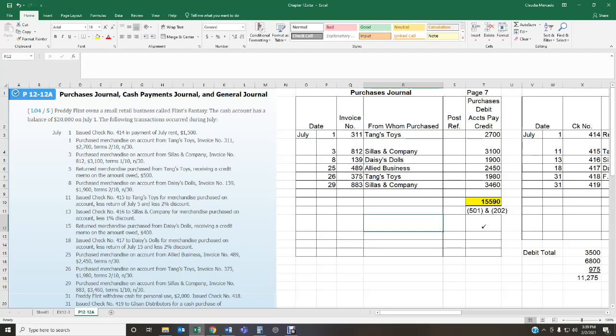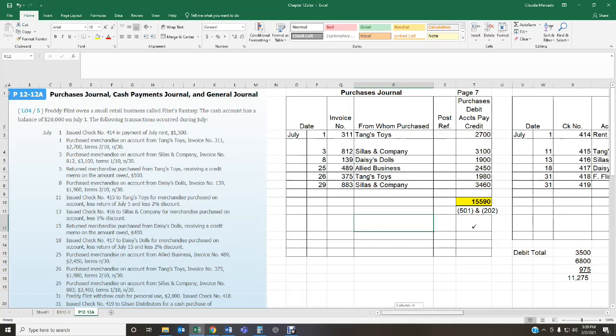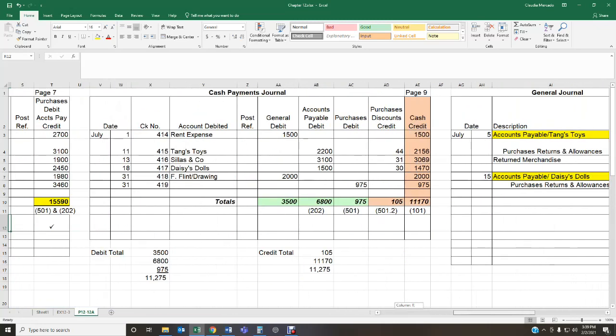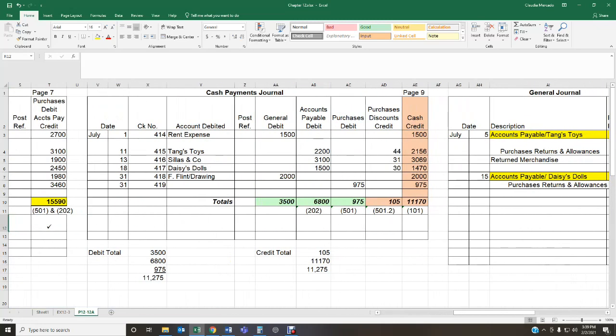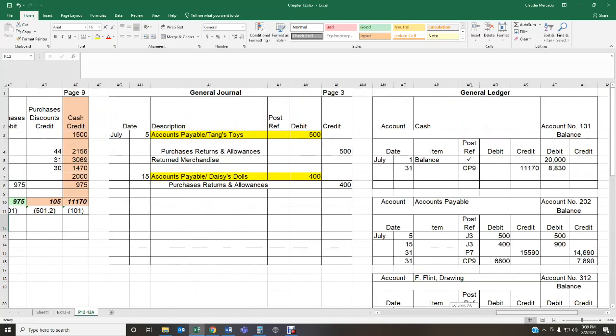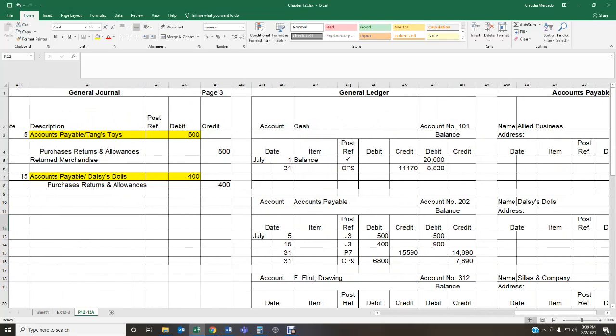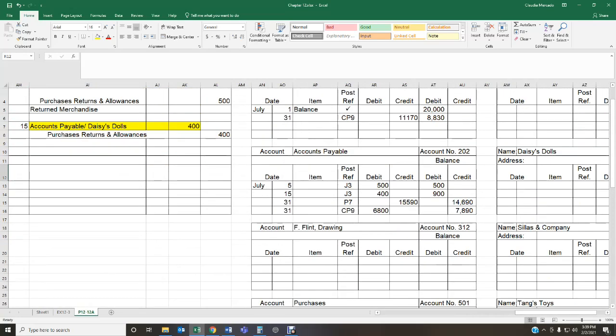We're going to do the same thing for my cash payment journal. Once we are done entering into our journals, we can transfer to our ledgers. Make sure that you don't forget your post reference column. Okay. So we are done with accounts payable. We transferred everything to the accounts payable account with a balance of $7,890. Okay, that's my ending balance right there.